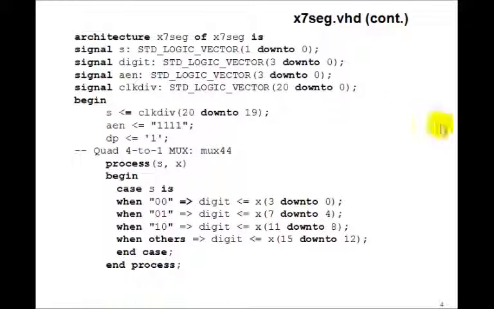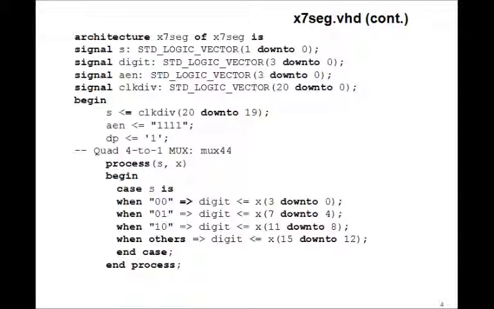Okay, here's the architecture. We need a signal S, that's going to go into the multiplexer, 1 down to 0. Our signal digit, that's the output of the multiplexer, input to X7seg. Our A-enable, that's new, that's 3 down to 0. That's going to be used to enable each of the 4 digits. And now we have this clock div, which is 20 down to 0. This is going to be a 21-bit counter, and we're going to peel off, as we'll see, the top 2 bits. So our S signal here is going to go into our multiplexer. That is, the 2 control bits for the multiplexer are just going to be clock div 20 down to 19.